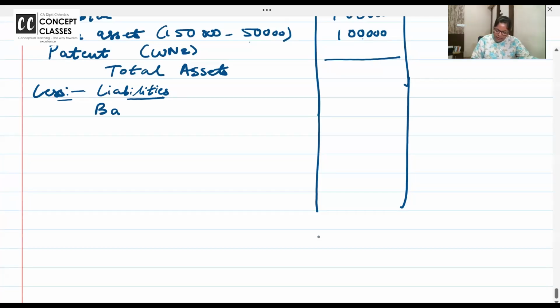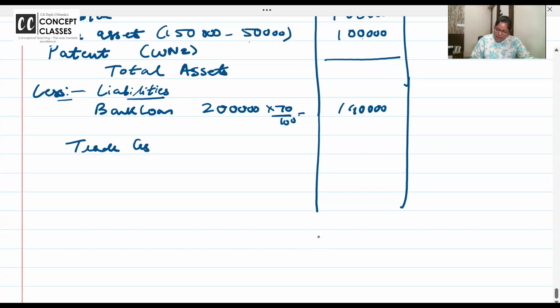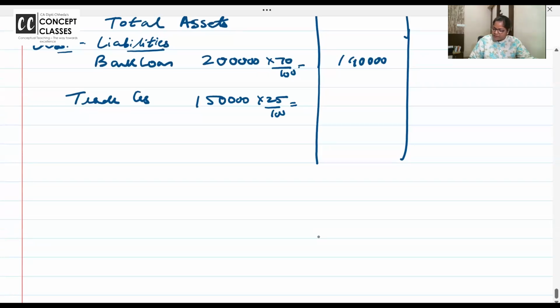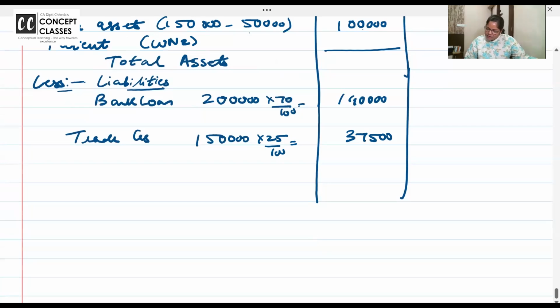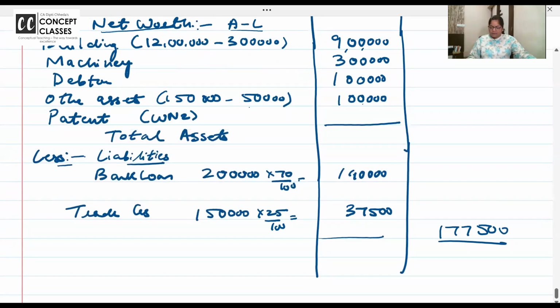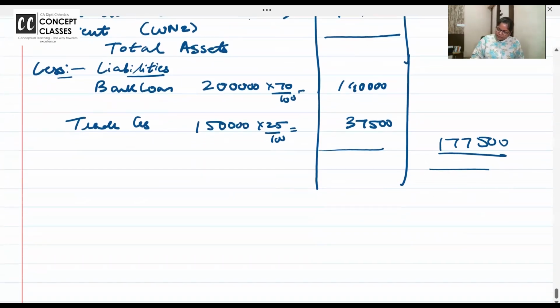In liabilities what will we take? The first one, bank loan. Out of 2 lakh, 70% of the bank loan you have to take, 1,40,000. Trade creditors 1,50,000 into 25%, 37,500. So what's the total of the liabilities? It's easy. Am I going fast? Can you finish writing? I'll pause. I still have to put the value of the patent. But liabilities, they have given together for 2 units and I have just transferred in slump sale my unit 1. So I just took for unit 1. So we will get the net assets.